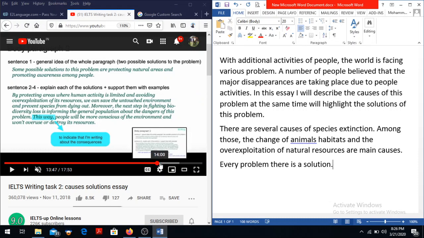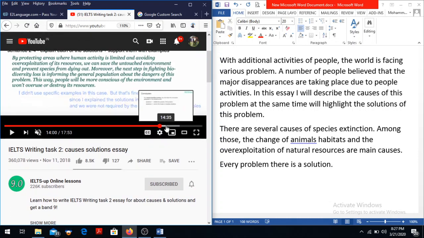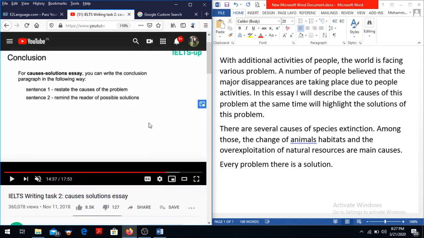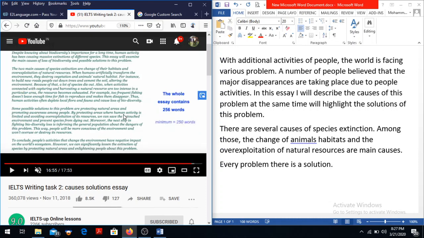So now we go for the conclusion. In the conclusion, we should restate the problem. To conclude, people's activities that change the environment have a negative impact on the world's ecosystem. However, we can significantly lessen, that means reduce, this extinction of species by protecting natural areas and enlightening people about this problem. So thus we conclude. So this is how the essay looks.